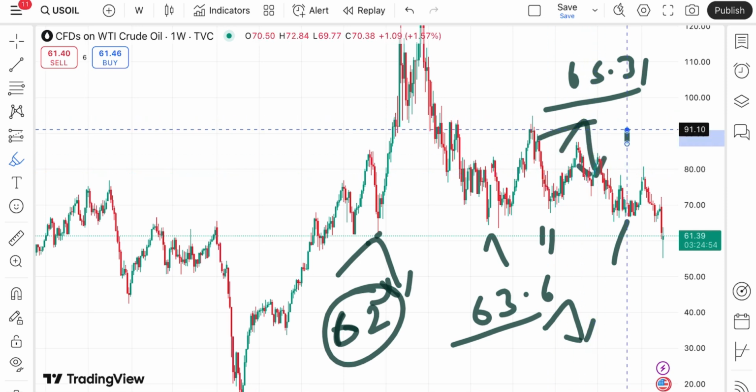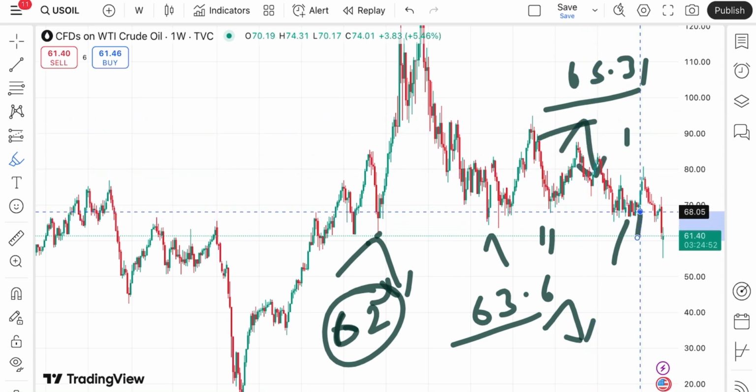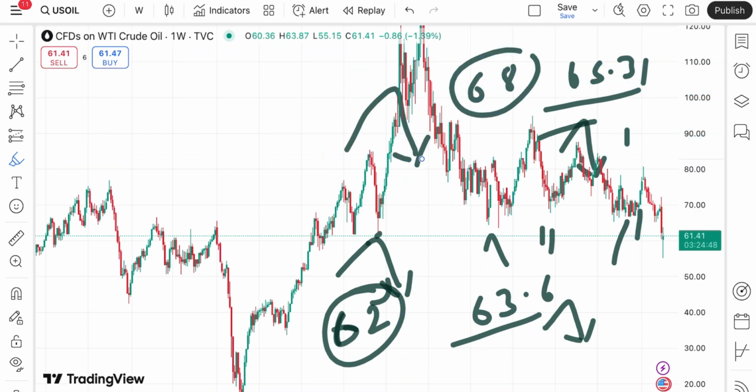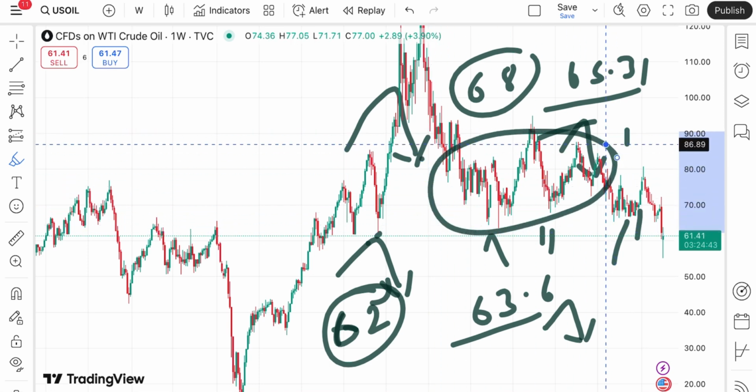But if that also doesn't sustain and it goes above that level, we can see again at a level of 68 a bounce back can come from these levels. So if that sustains, fine, and if that doesn't sustain, it will move in this particular zone.